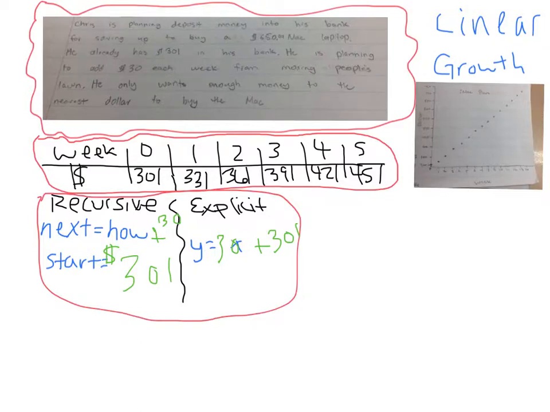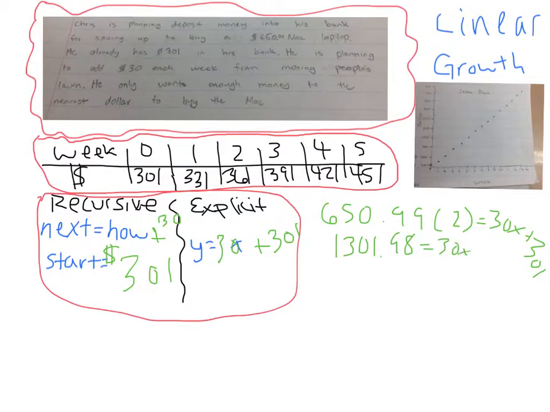The graph shows a linear growth, and each week it shows a gain of 30. If he wants to continue with the pattern, how long will it take to buy 2 Macs? So what you do is you multiply 650.99 by 2 and you write equals 30x plus 301. That gives you 1301.98 equals 30x plus 301. You put it into the calculator, y equals, and you go to table, and it shows after 34 weeks you have $1,321.